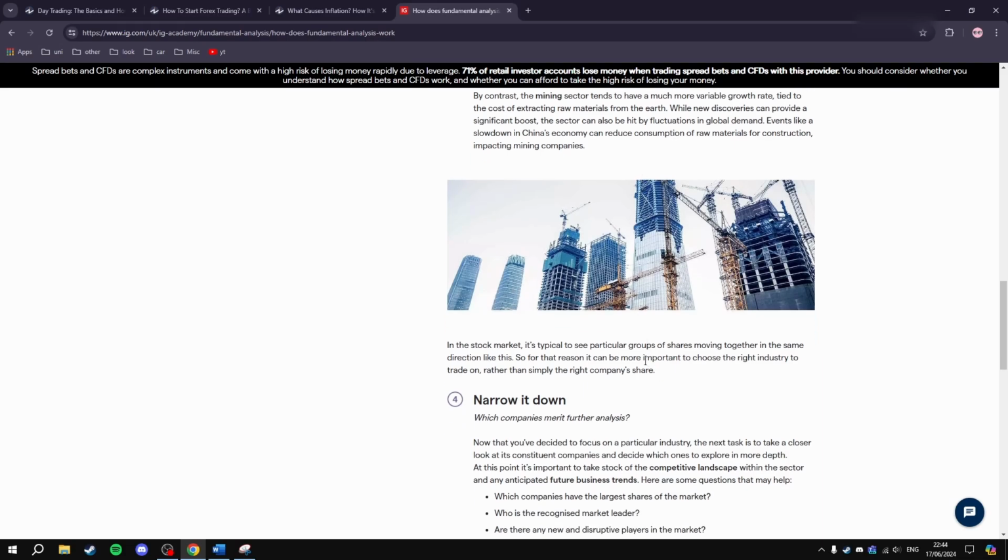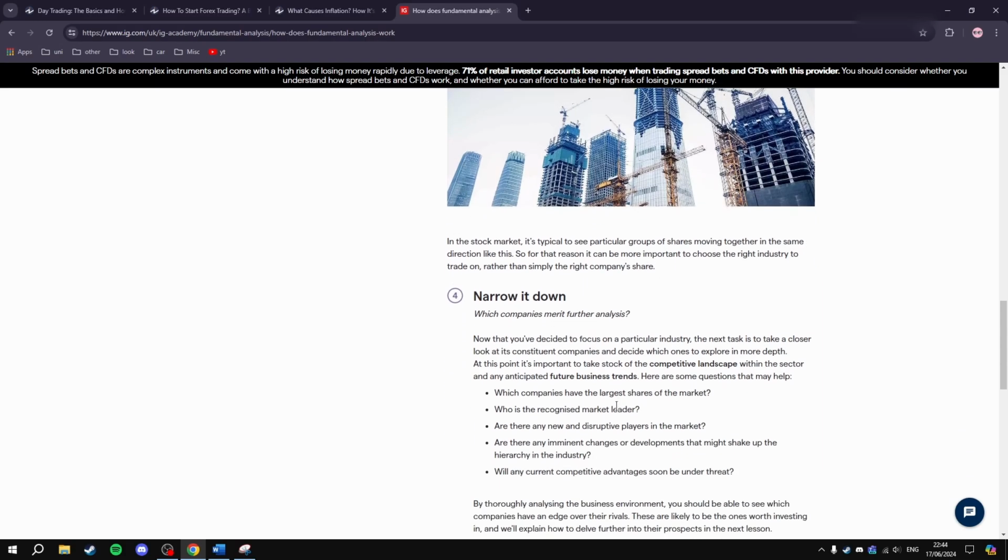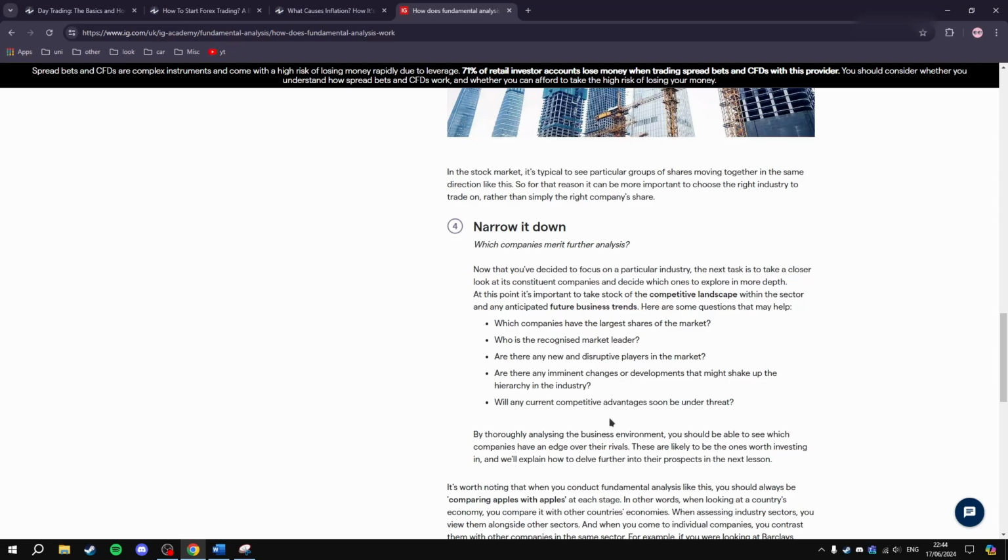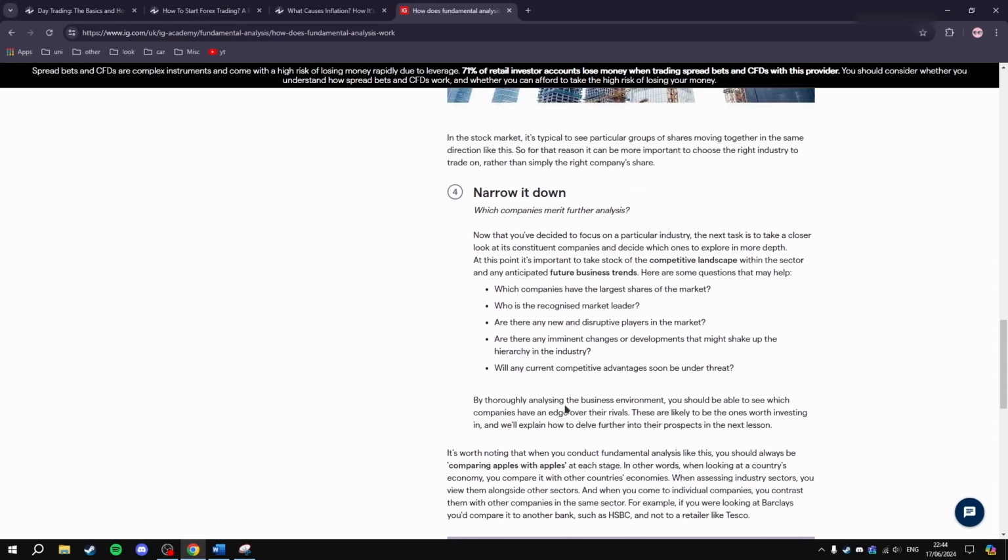In the stock market, it's typical to see particular groups of shares moving together in the same direction like this. So for that reason, it can be more important to choose the right industry to trade on rather than simply the right company's share.